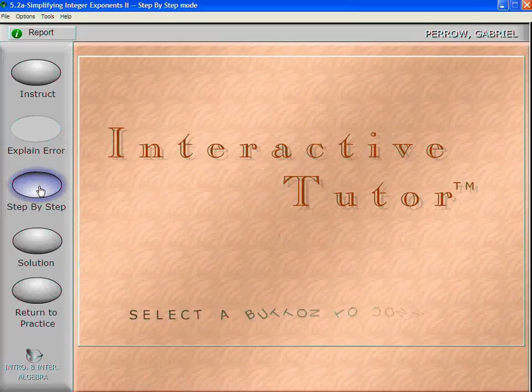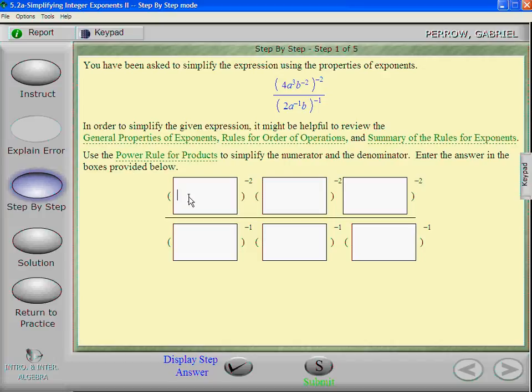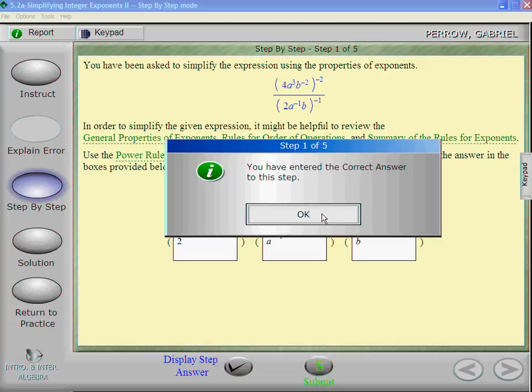And what this should walk us through is to raise each factor on the top, which is 4, a to the third, and b to the negative second, are all raised to the negative 2 power. And then on the bottom, the factors are 2, a to the negative first, and b are all raised to the negative first power. So they break it down nicely. I think that's pretty clear.